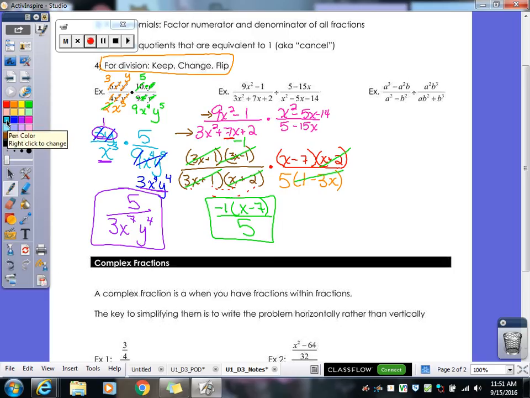Okay, our next example, another division. So we got to do keep, change, flip. But you can also really do your keep, change, flip, and factoring in the same step if you're okay with that. So we're going to try that. So if we look at the top of the first fraction, what kind of factoring are we going to use? GCF, yes. What is our GCF? A squared. So we're going to have a squared, and then in parentheses, a minus b.